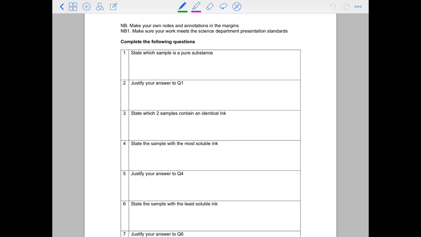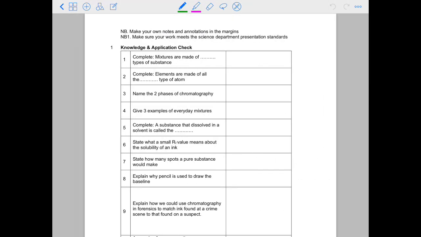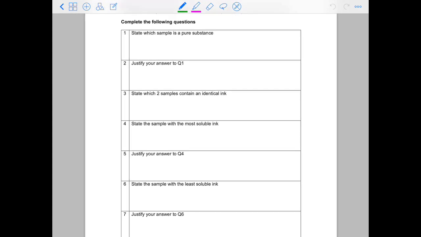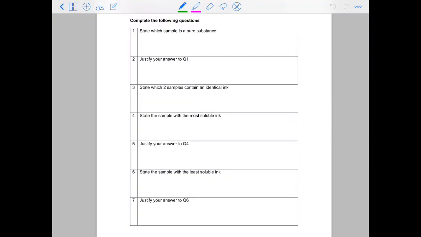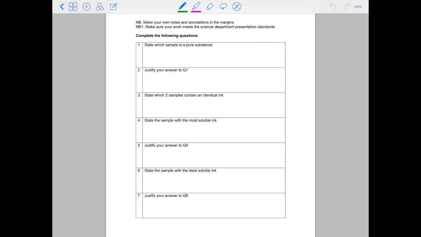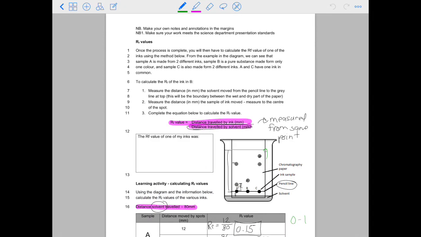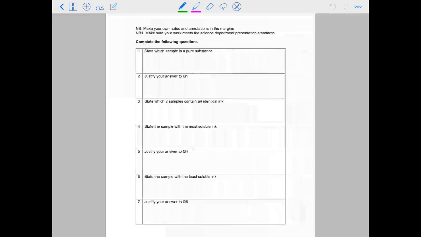So now that you've had a chance to make sure that you understand, especially this particular chromatograph, as well as how chromatography works, there are 7 questions here that I need you to answer. So you'll notice some of them are justify your answer. So you need to explain why that is. A lot of them we have talked about this, so give it a go. We'll go over the answers in a minute.